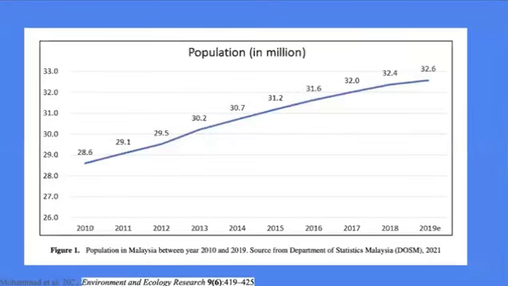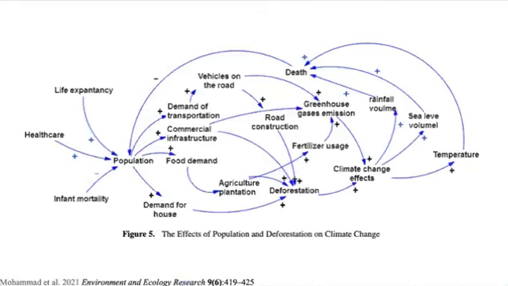One of the leading causes is increasing population. Indonesia has a high population, and you can see by the CLD, or the causal loop diagram, the plus represents an increase. So as life expectancy and healthcare increase, population will increase. So the demand for housing will increase, causing a greater amount of deforestation. Same with population and food, causing more agricultural plantation, so deforestation rises, along with commercial infrastructure and demand for transportation.